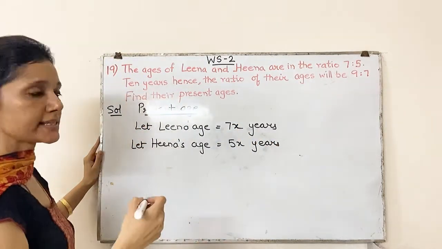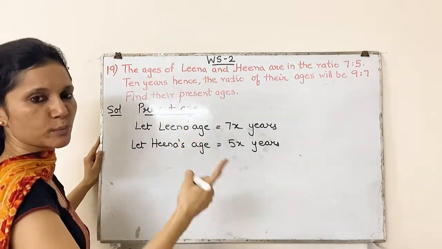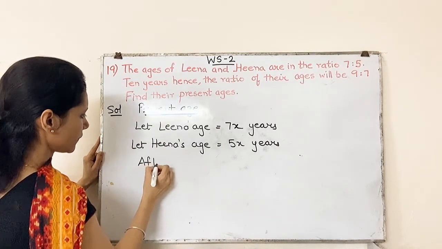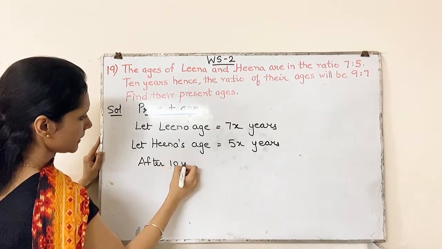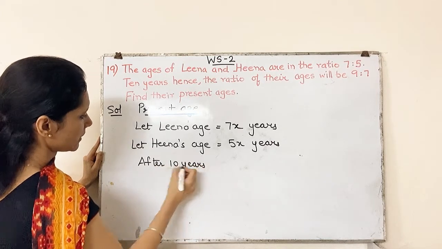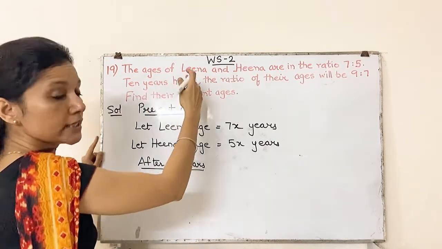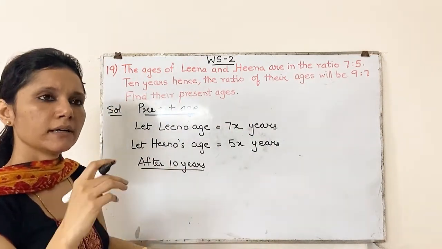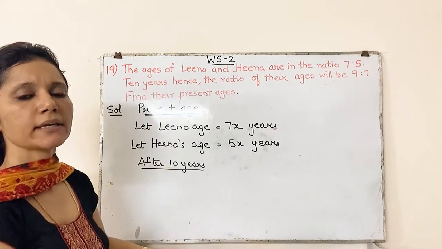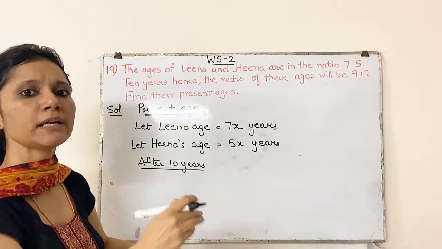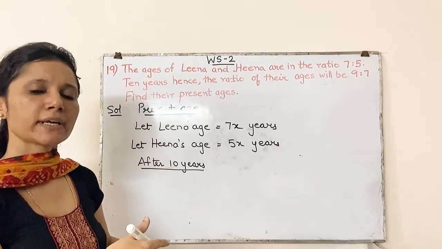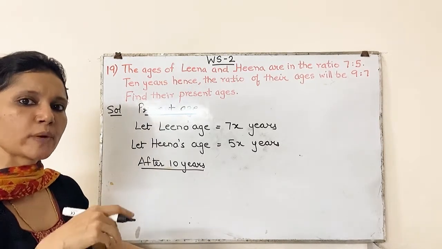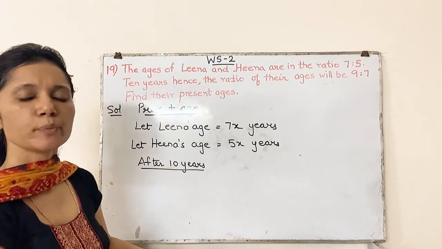Now let's read the second line. 10 years hence means after 10 years. So let's give the heading after 10 years. Now no need to read forward. See, if today your age is 14 years, so after 10 years what would be your age? 14 plus 10. If today your age is 12 years, this year 2020 your age is 12 years, so after 10 years what would be your age?